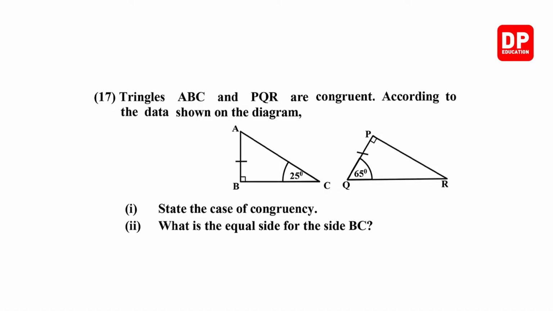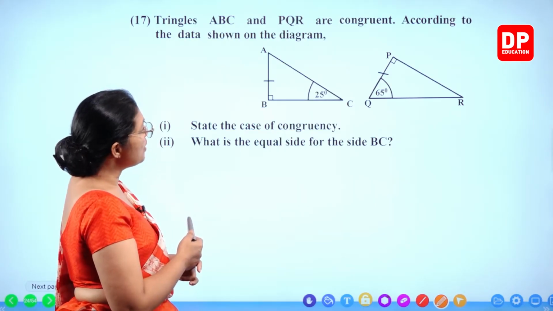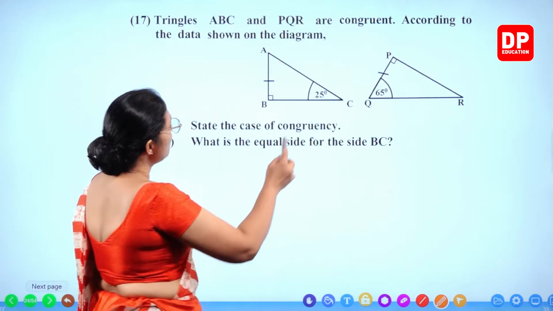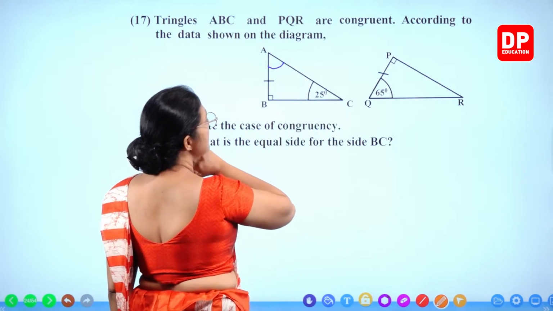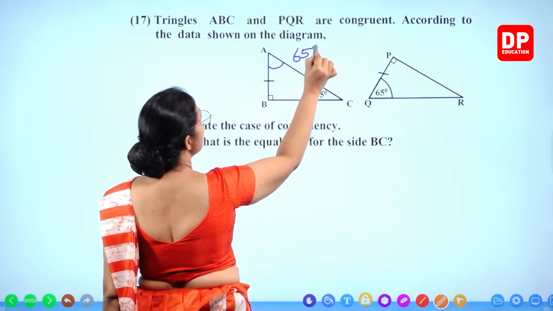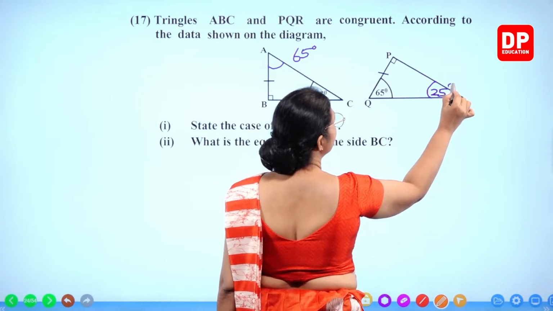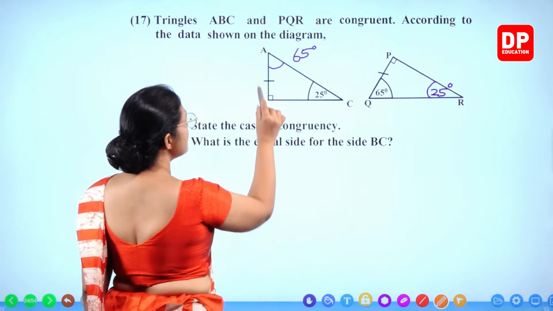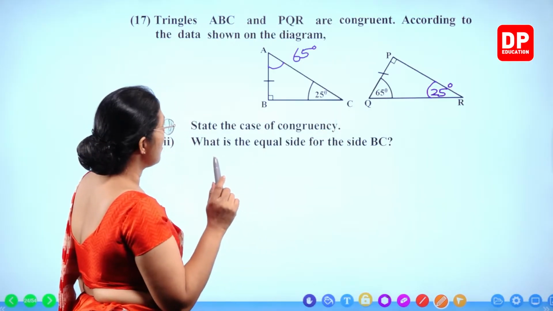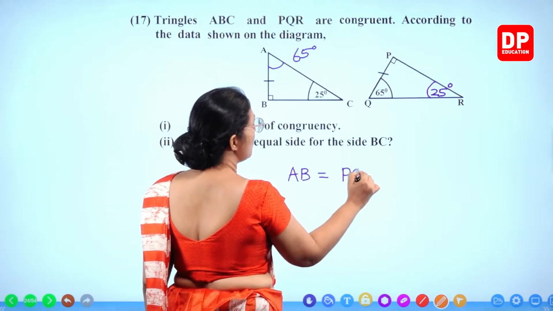Question number 17. Triangles ABC and PQR are congruent. According to the data shown on the diagram, state the case of congruency. So if this is 25, we'll find this angle. This is 65. If this is 65, this should be 25. Now let's see. This is a right angle triangle. Both are right angle triangles. This length, AB, is equal to PQ.